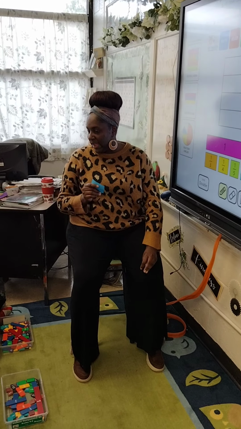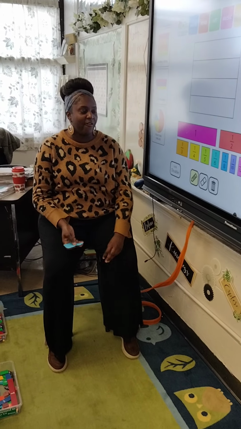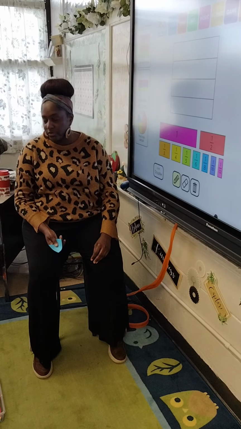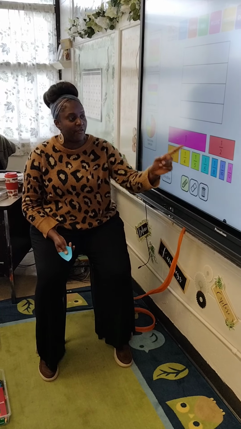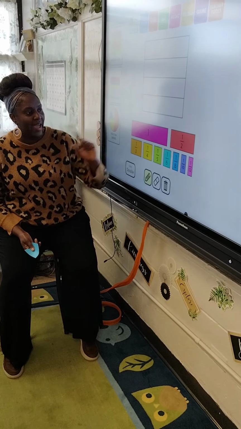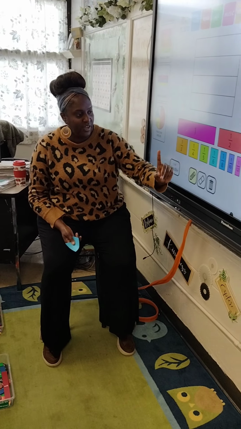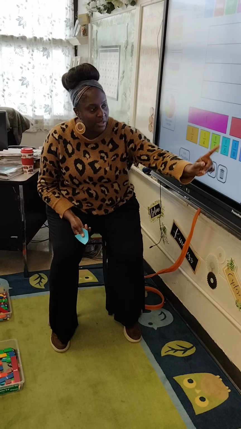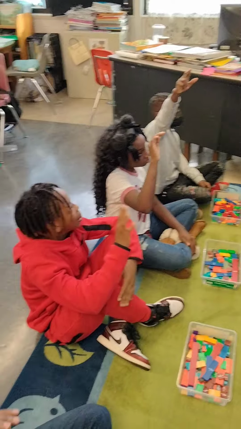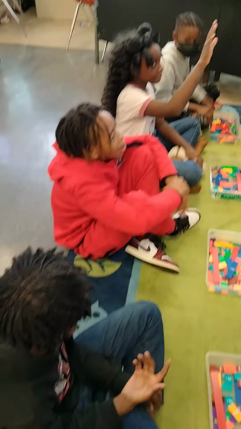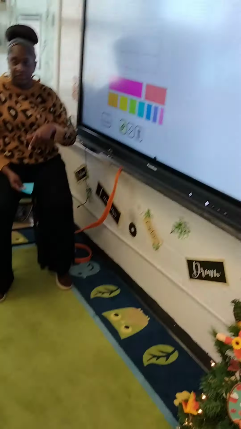Everybody, we're working on adding fractions. We're going to add our fractions using our fraction tiles. What do you notice about the fraction tiles? I got 1, 1/2, 1/3, 1/4, 1/5, 1/6, 1/8, 1/10, and 1/12. What do you notice about these tiles? They have different denominators.